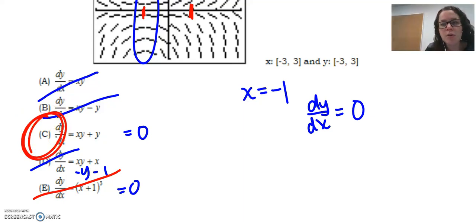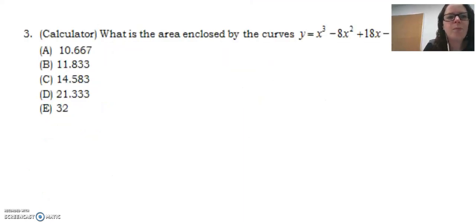Now, you could also go through and do some actual integrals and find the equations themselves, but I think that just thinking about your symmetry, finding those key points, in this case the fact that x equals -1 had a result of 0, should get you there. All right, last one. What is the area enclosed by the curves?